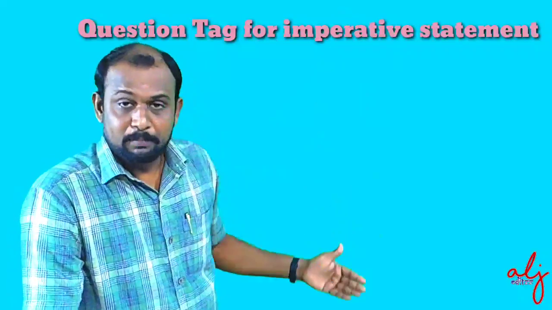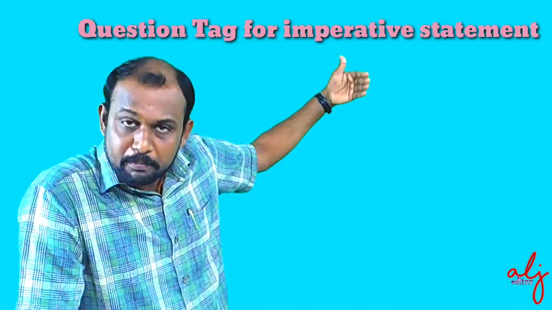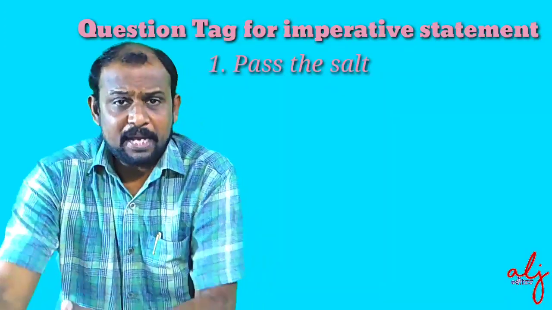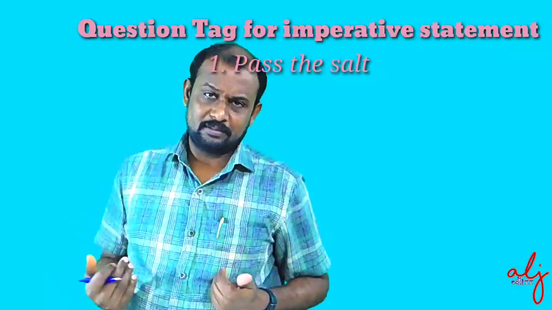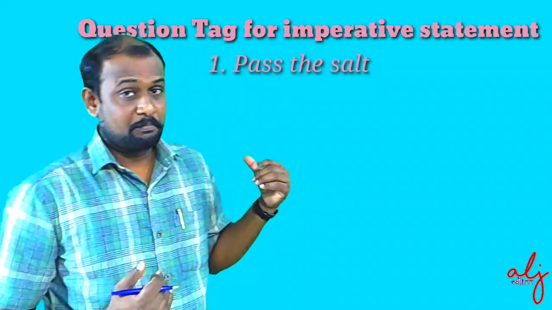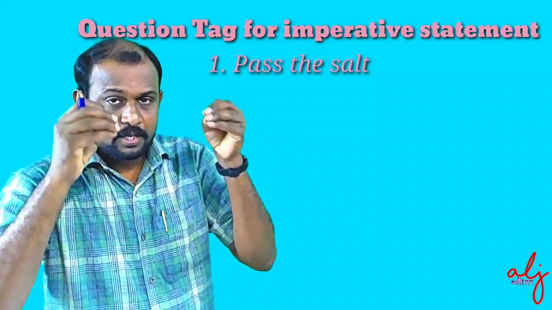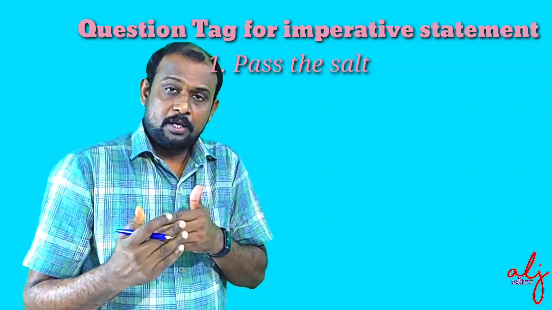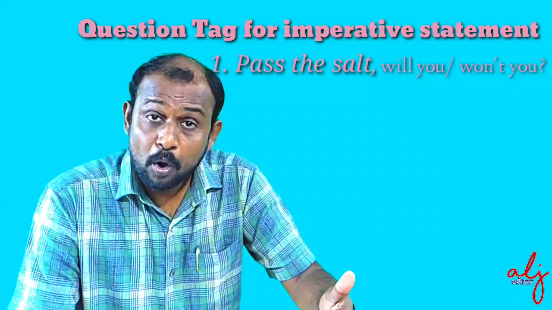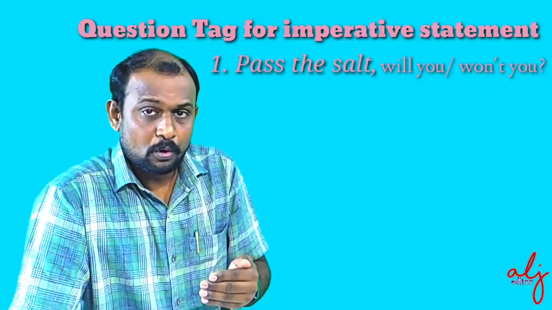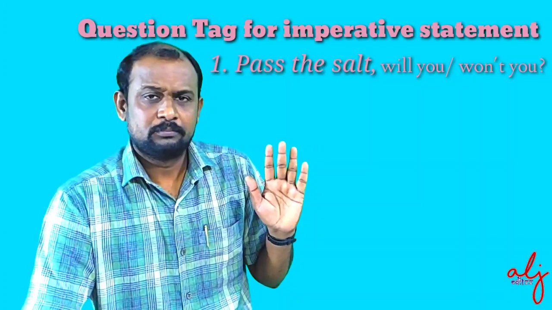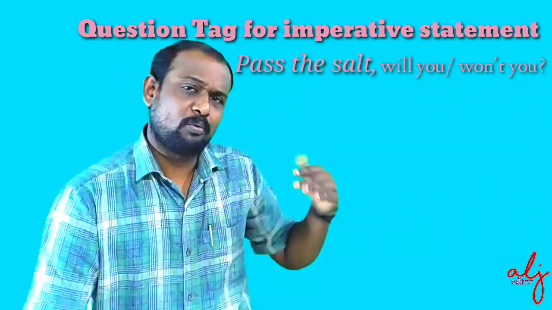It's very simple. See the first one. I'll give some examples of imperative statements and I'll tell you how to apply question tags. Okay, pass the salt. See, pass the salt. You are making a request to someone. Pass the salt. Okay, see, there is no subject here. So here the question tag can be two. Okay, you have two options here. Either you could use will you or won't you. Pass the salt. Will you or won't you. You can always go for will you. It's the best. Okay, pass the salt. Will you or won't you is also okay.